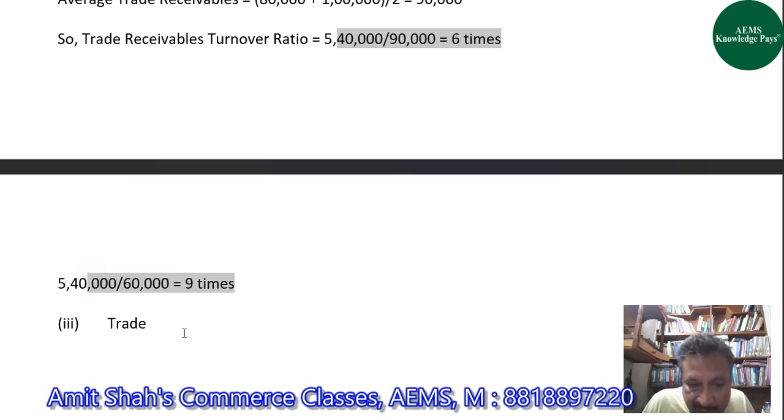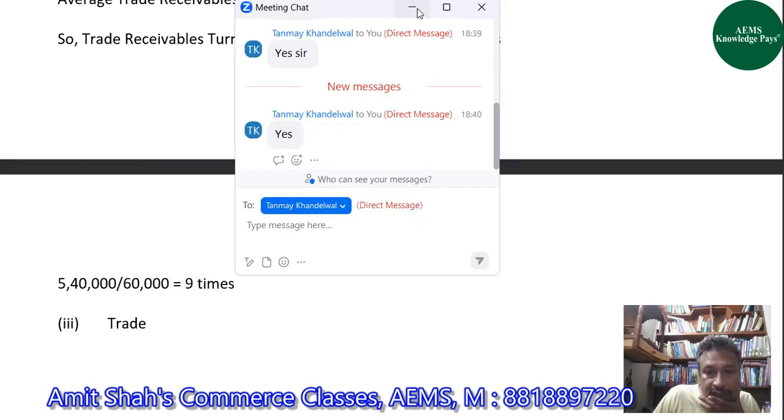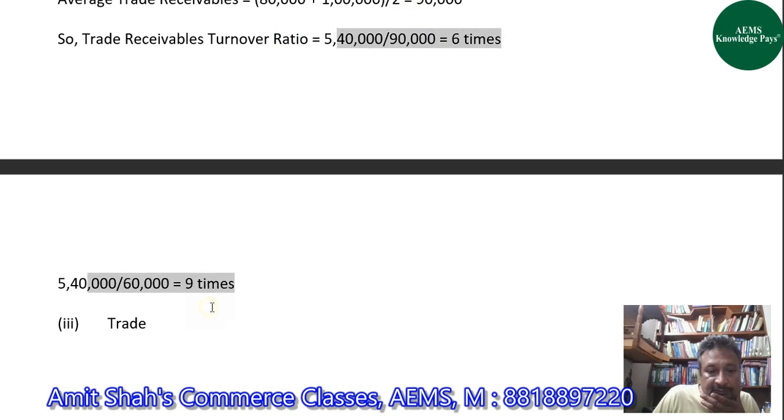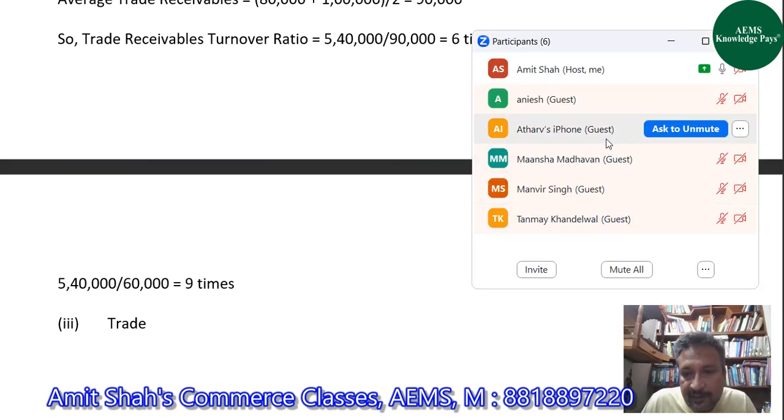Which one is better in your view, guys? I'm asking which one you find better, business 1 or business 2? This business or this business? I hope, guys, you all have understood my question, right?